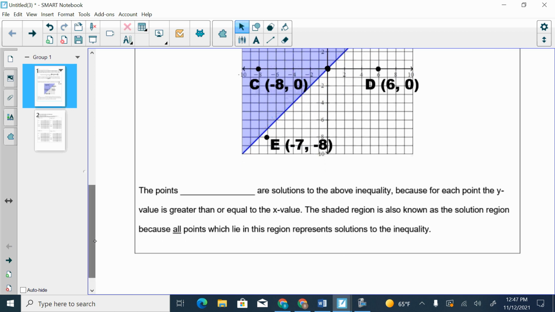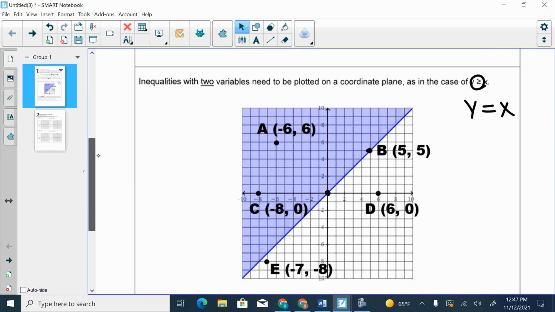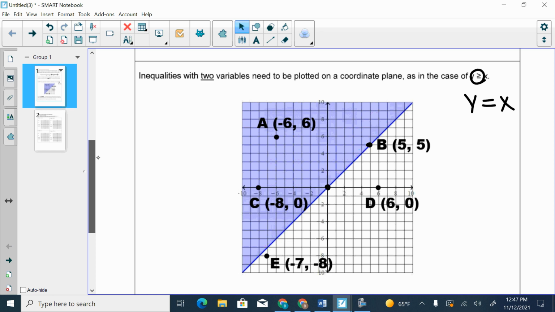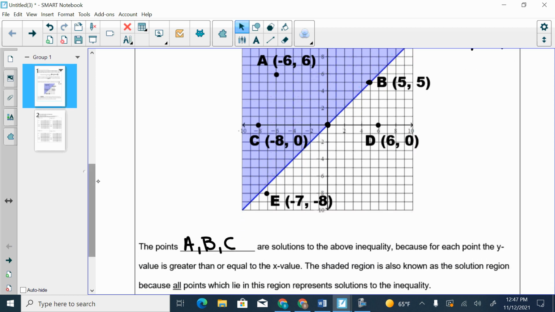So when it asks what points are part of our solution, we would say the points A, B, and C. All 3 of them fall in the shaded region. Okay. We are only allowed to include B because, like I said, there was that equal to sign. If they hadn't, we wouldn't include anything that falls right on the line. Okay? All right, so let's flip it over onto the back.